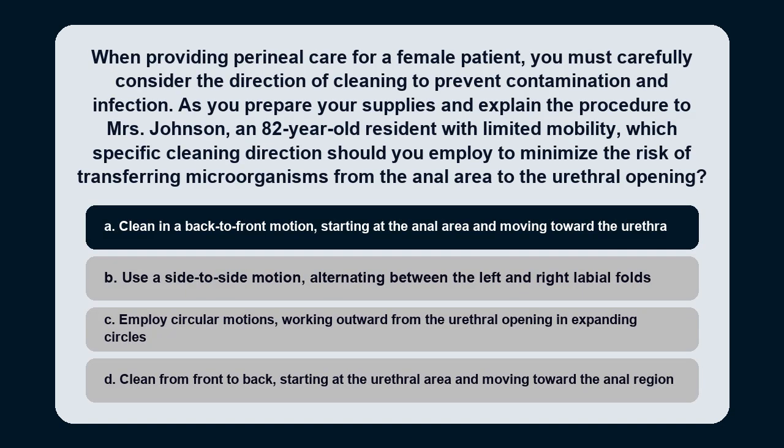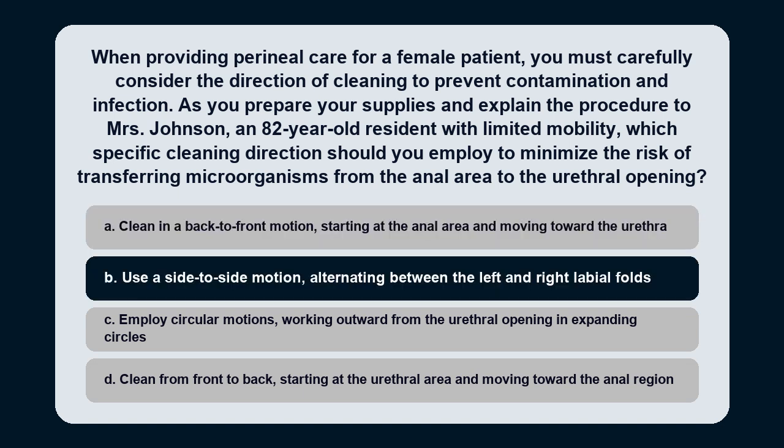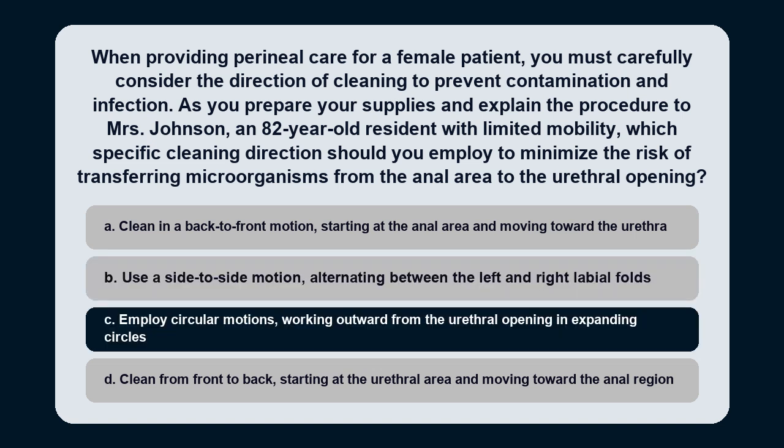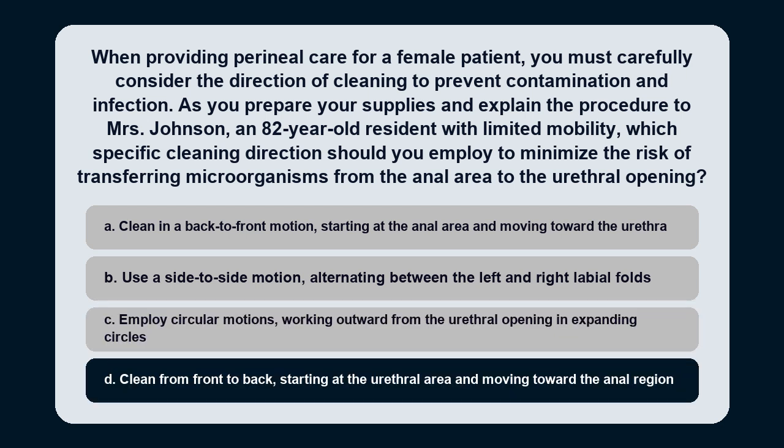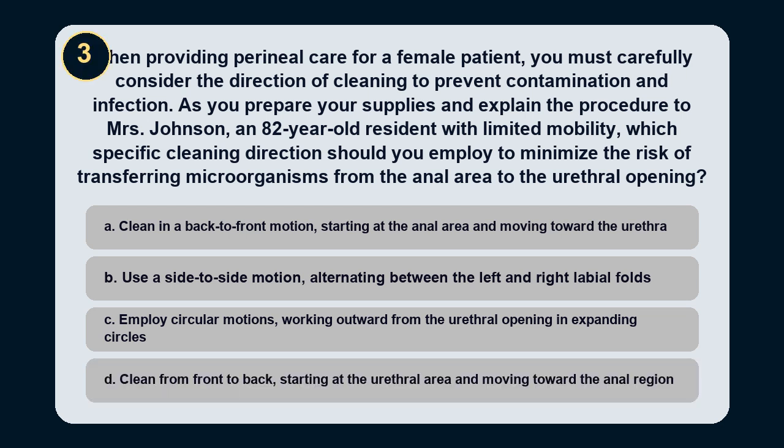Option A. Clean in a back-to-front motion, starting at the anal area and moving toward the urethra. Option B. Use a side-to-side motion, alternating between the left and right labial folds. Option C. Employ circular motions, working outward from the urethral opening in expanding circles. Option D. Clean from front to back, starting at the urethral area and moving toward the anal region.